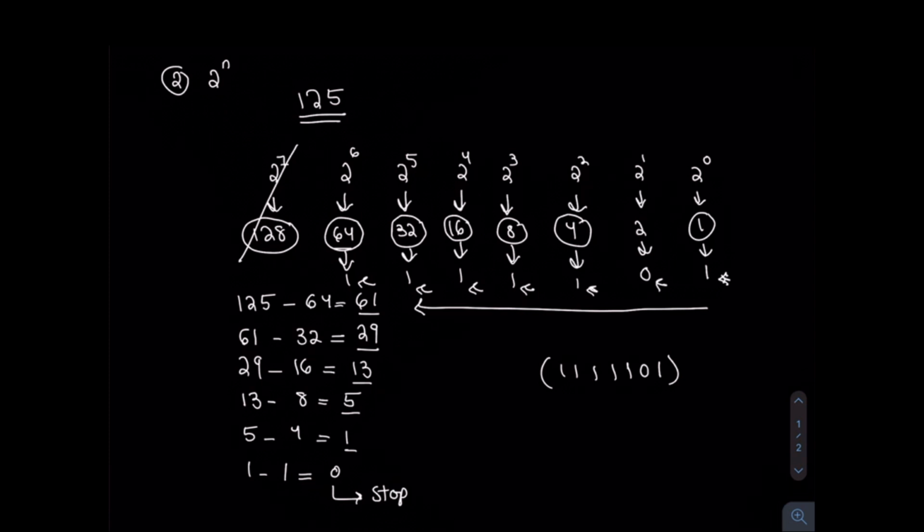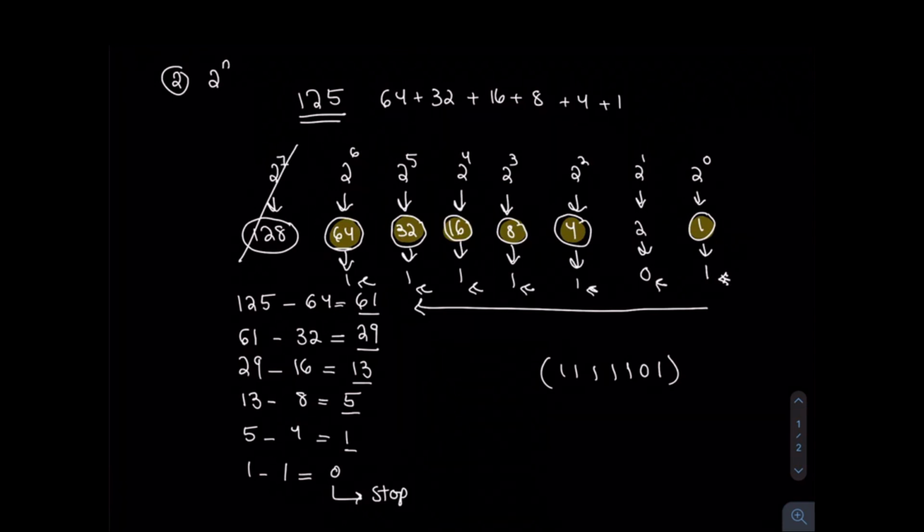If you want to check if you had the right answer, all you have to do is take these numbers, not all of them, only the numbers that you chose, and add all of them together. So 64 plus 32 plus 16 plus 8 plus 4 plus 1. So again, we add up all the numbers that we chose, and if we add all of them together, we will get 125. That way you can make sure that you had the right answer.